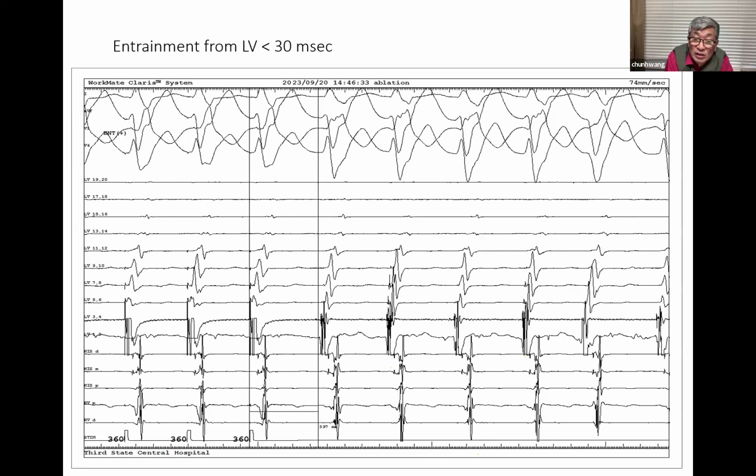Your surface ECG first needs to fit the criteria for fascicular VT. Start thinking fascicular VT. When the VT QRS complex is wider, think twice. It's not a fascicular VT. Okay? Thank you.